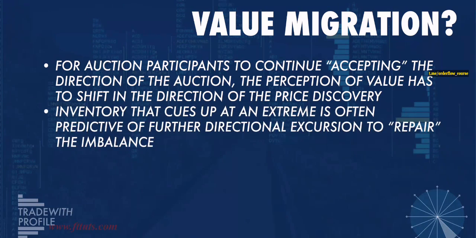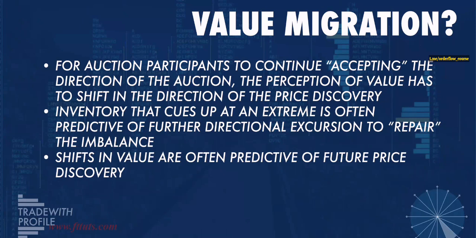An inventory that queues up at an extreme is often predictive of future and further directional excursion to repair the imbalance, and shifts in value are often predictive of future price discovery.